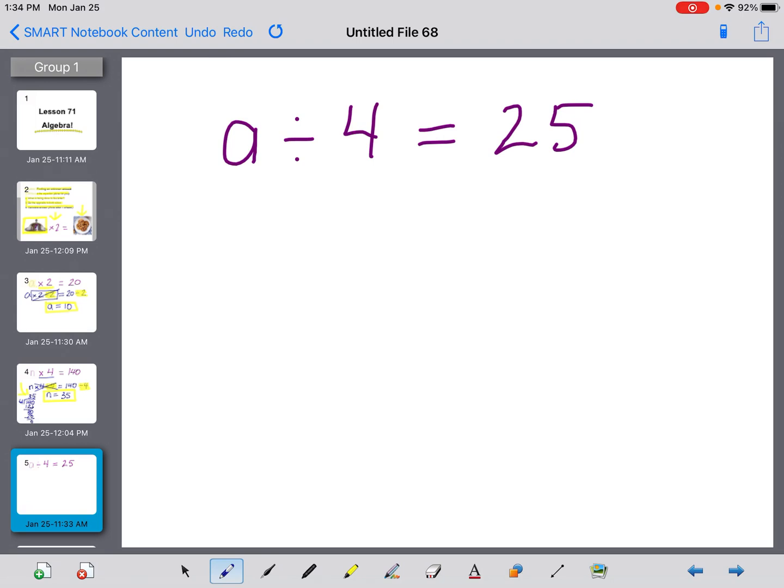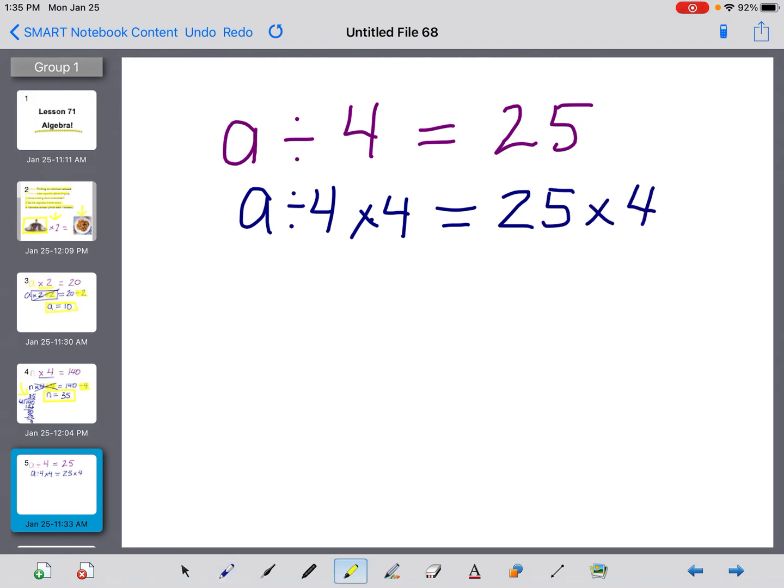So we start out by thinking, what's being done to that letter? The letter A is being divided by 4. So we want to do the opposite thing. And the opposite of division is multiplication. So we want to multiply by 4. But remember, we have to do the opposite thing to both sides. So we have to multiply by 4 over on the right side as well.